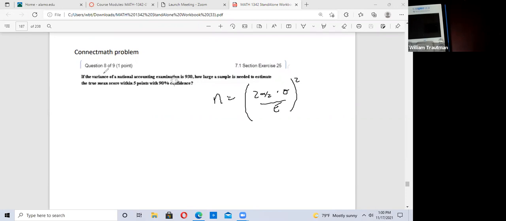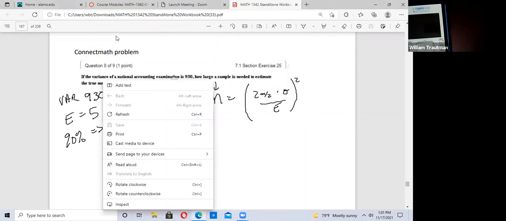It says if the variance of a national accounting exam is 930. Uh-oh, this is going to be a good one. If the variance is 930, how large must the sample size be? That's why we're looking for N. True mean score within 5 points. Within 5 points means the error is 5. We're 5 points above or 5 points below. And then we need to find the 90% Z value for alpha over 2.